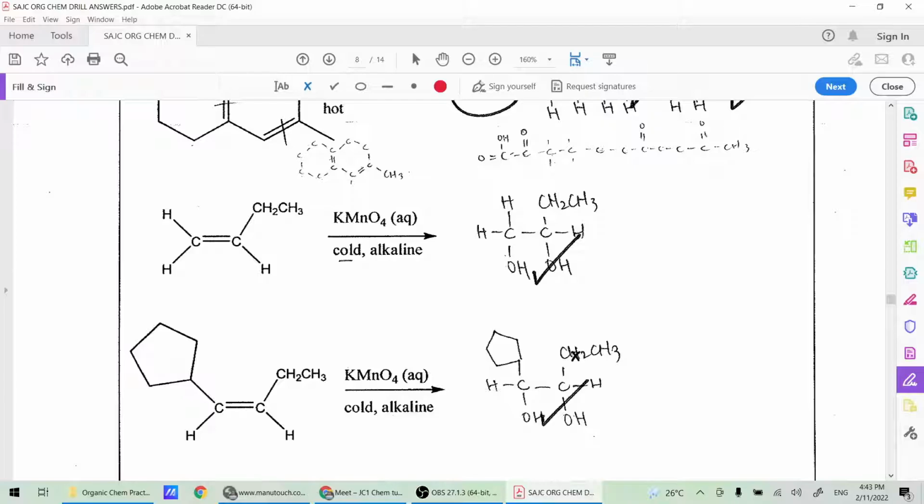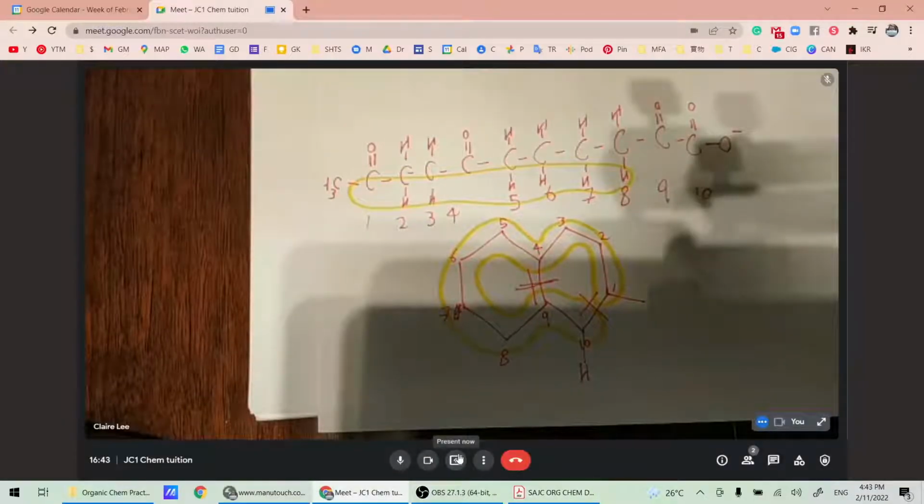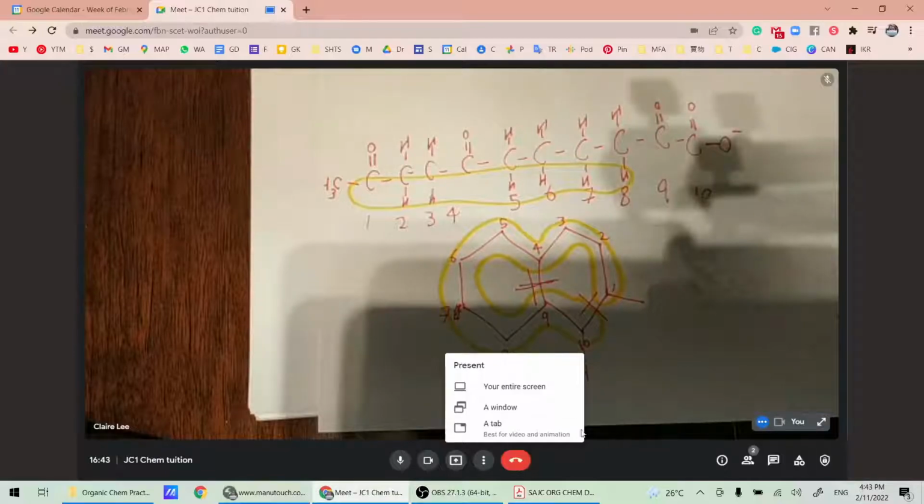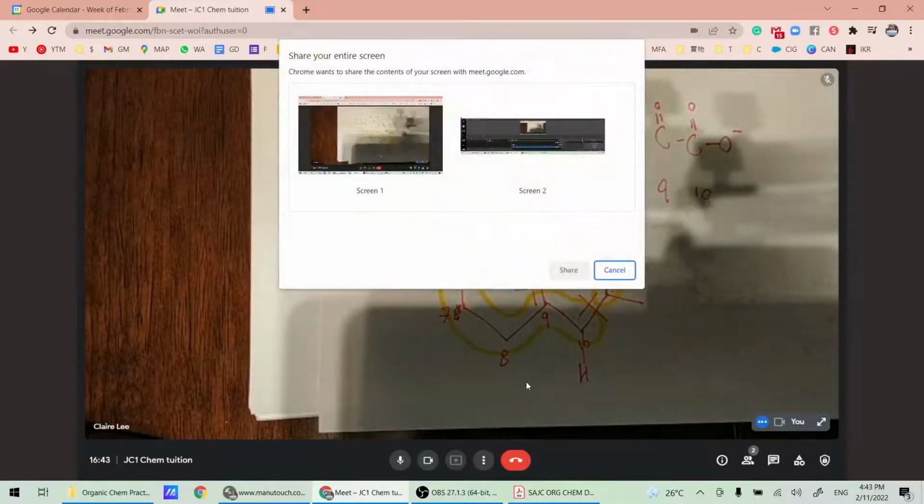Okay, so now back to cold alkaline oxidation, or mild oxidation. This is also called mild oxidation, right? So across the double bond, you just need to add OH to each carbon, and then remove the double bond.